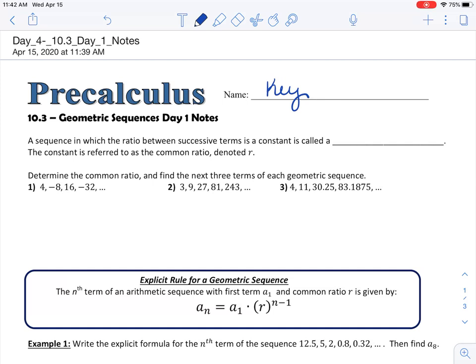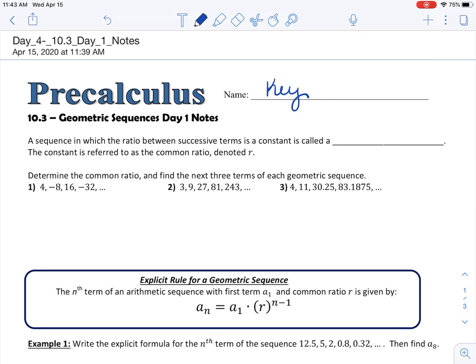Hey everybody, so today what we're talking about is geometric sequences. Recall what we've done so far in this chapter is arithmetic sequences and arithmetic series. Remember the difference between a sequence and a series is that a sequence is a list of numbers. A series is where you add that list of numbers.